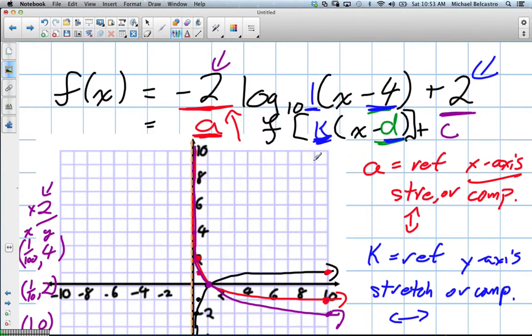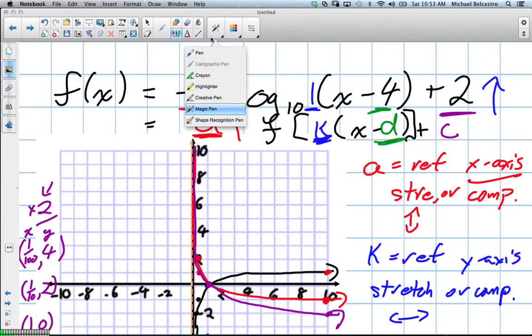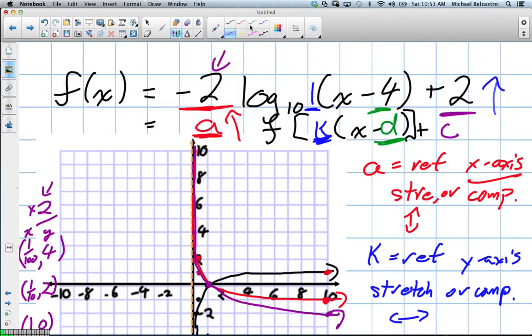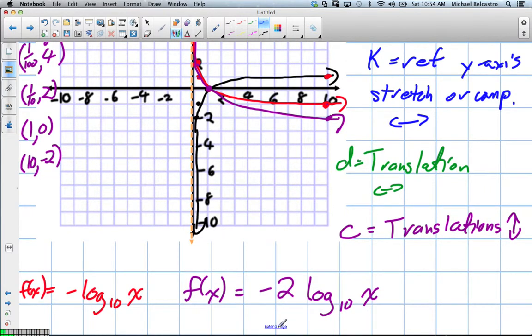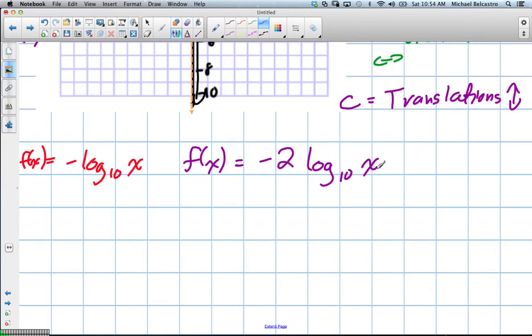C is translations up and down, right? And because it's positive 2, which way are we going to go? Up. Yeah, we're going to go up. So all of these major coordinates we've just drawn, we're just going to move them up 2. We'll do that in blue. I'm going to write the names of them with the colors corresponding. So our f of x, when I draw this in blue, it's still going to have negative 2, stretched, log base 10 of x. But in this case, we're pushing it up 2.